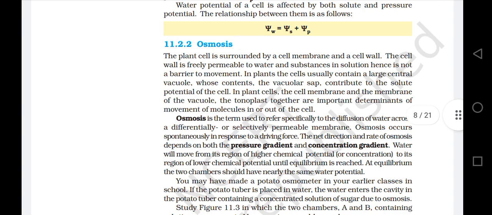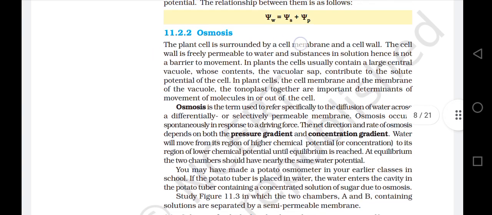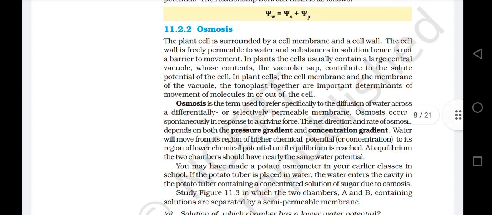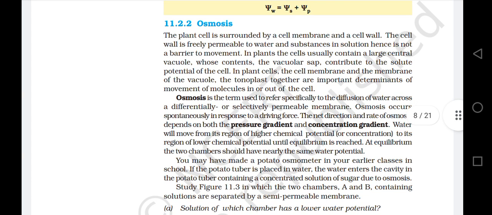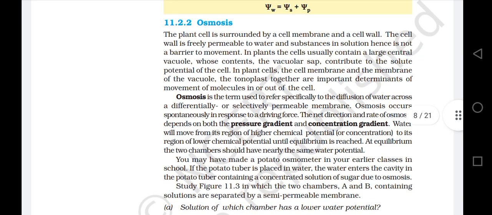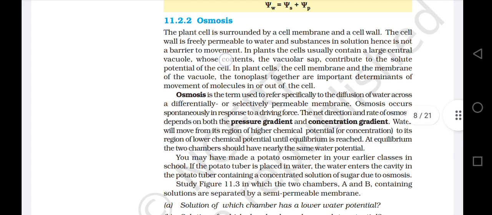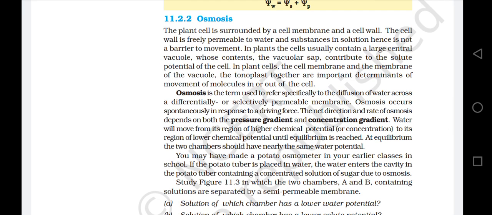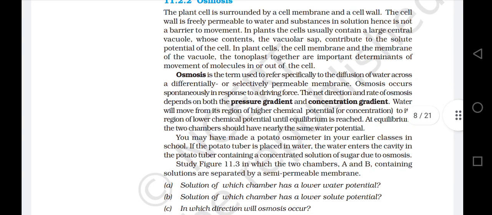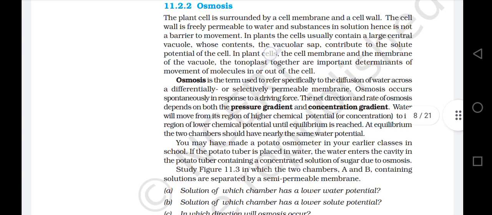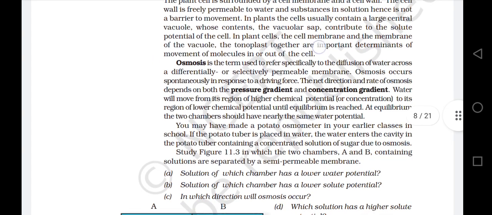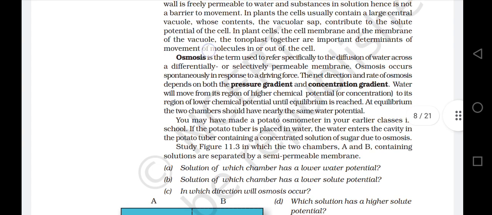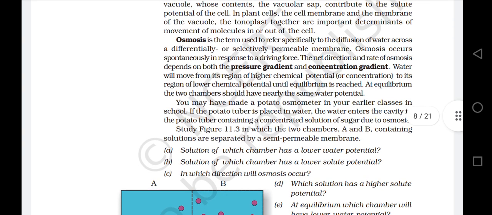11.2.2 Osmosis. The plant cell is surrounded by a cell membrane and a cell wall. The cell wall is freely permeable to water and substances in solution, hence is not a barrier to movement. In plants, the cell usually contains a large central vacuole whose contents, the vacuolar sap, contribute to the solute potential of the cell. In plant cells, the cell membrane and the membrane of the vacuole, the tonoplast, together are important determinants of movements of molecules in or out of the cell.